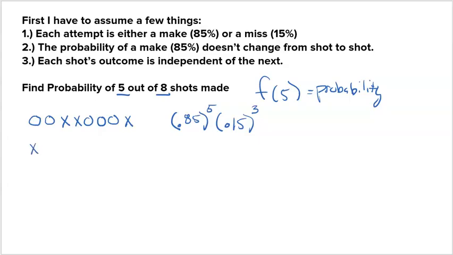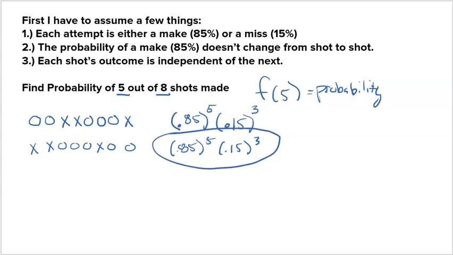Another option could be miss, make, miss, make. So there is another option that still consists of 5 makes and 3 misses. Now the good thing, right? The good thing is that every possible scenario that has 5 makes and 3 misses will look like this: 0.85 to the 5th, 5 makes, 0.15 to the 3rd, 3 misses. But what I need to consider is how many different outcomes there are, because each of these individual outcomes is technically different, right?